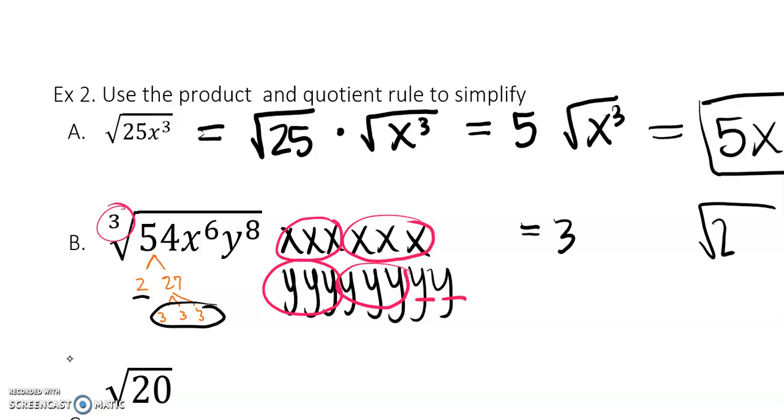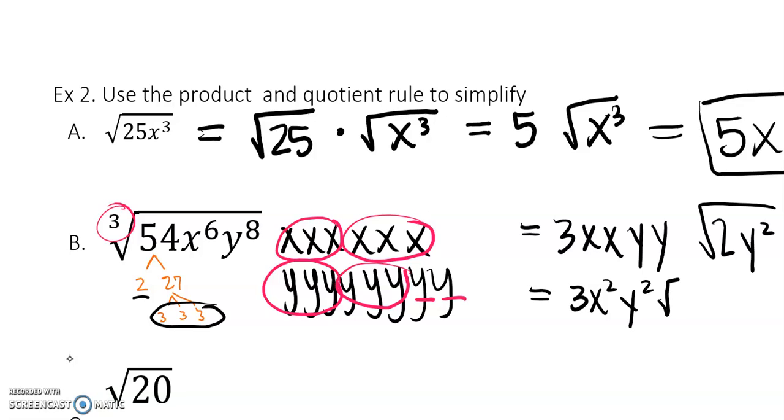So remember, our leftovers go inside, y squared, and our groupings go outside, but you take it as a whole group. So we have two groups of x, so that's going to be x and x, and 2 groups of y, so that's going to be y and y. x times x, you could rewrite that as x squared, and y times y, you could rewrite that as y squared. And so this would be your answer.